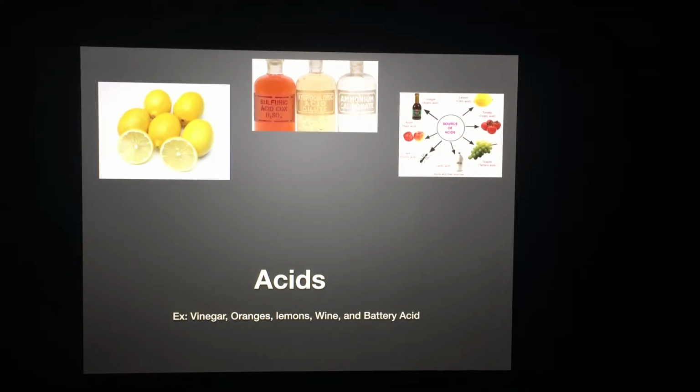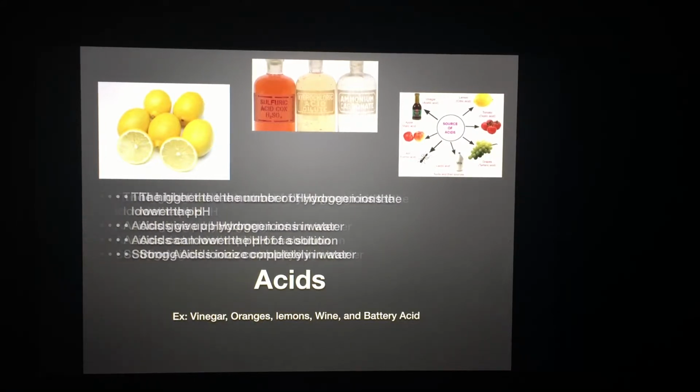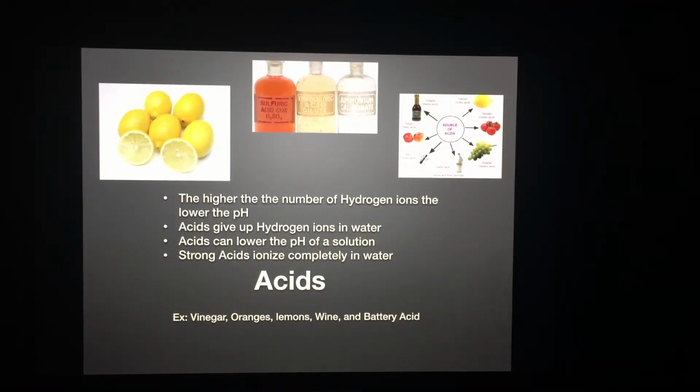Acids. An example of acid is vinegar, oranges, lemons, wine, and battery acid. Each of these three pictures give examples of acids. The higher the number of hydrogen ions, the lower the pH. Acids give up hydrogen ions in water. Acids can lower the pH of a solution, and strong acids ionize completely in water.